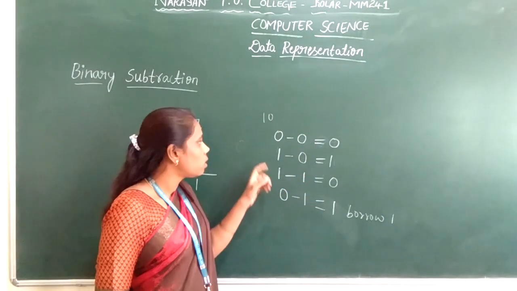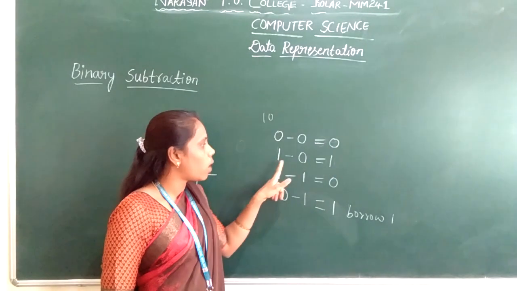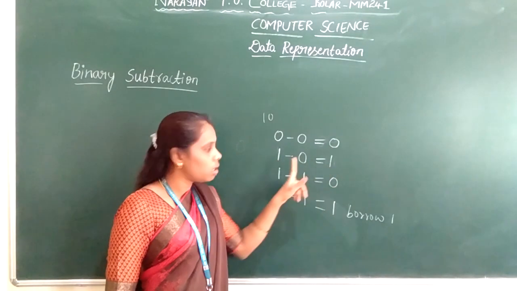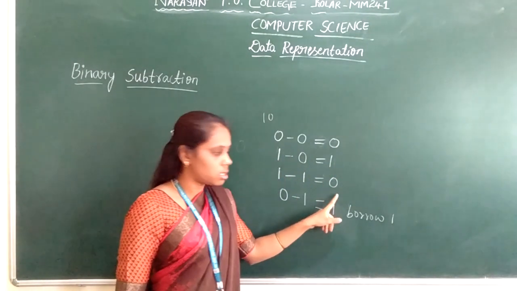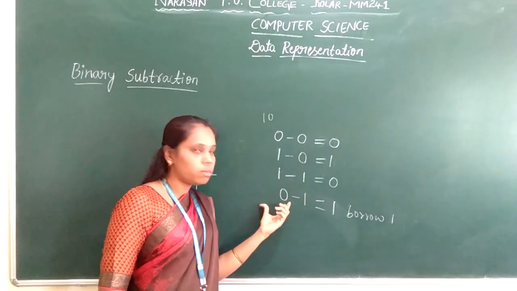Borrow 1. So I repeat again, 0 minus 0 will become 0. 1 minus 0 is 1. 1 minus 1 is 0. 0 minus 1. 1 cannot be subtracted from 0.